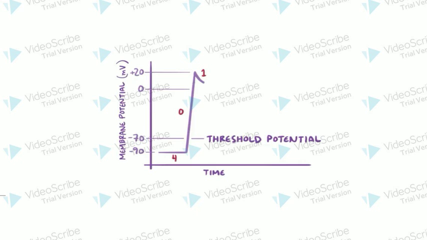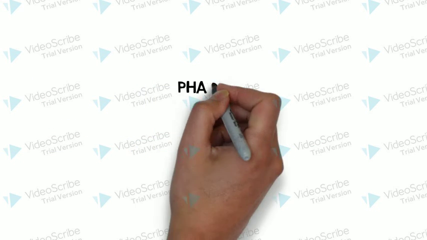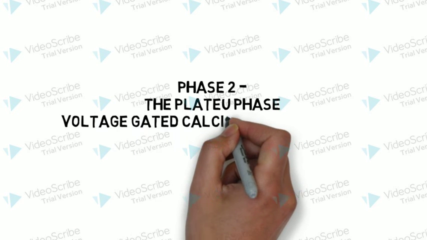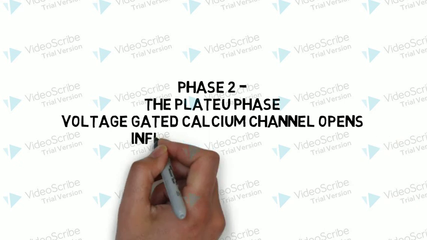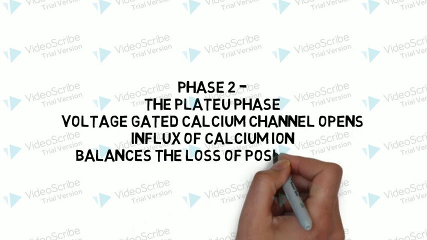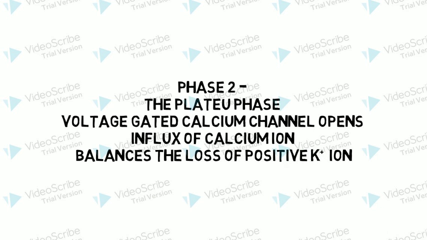Now phase 2 or the plateau phase. Here the voltage-gated calcium channel opens up, leading to calcium influx, which is positive ion, which balances the potassium ion loss. So both depolarization and repolarization occur in this phase.